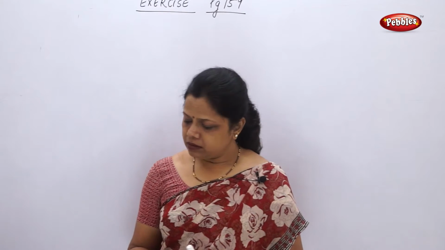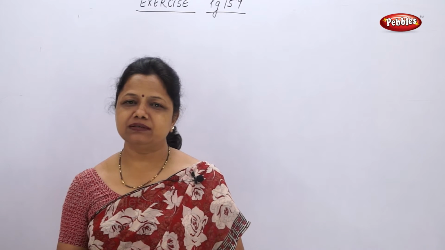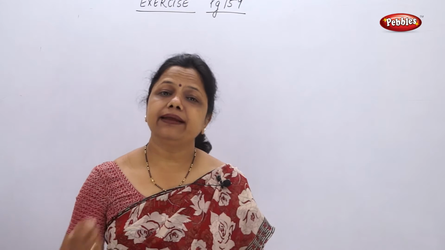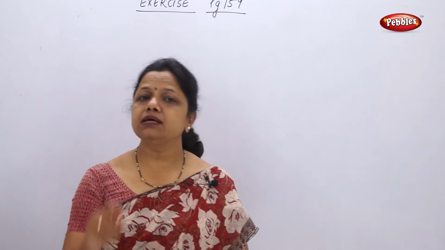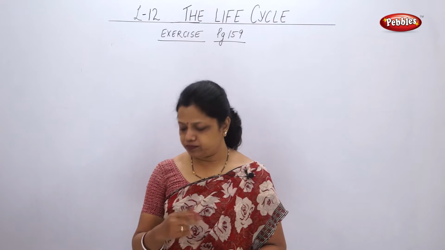Tenth one: dash is necessary to maintain the number of individuals of a species. To maintain so many organisms on this earth and for the continuity of generations, what is required? Reproduction. So your answer is reproduction. Let's go on to the next question, number 2.